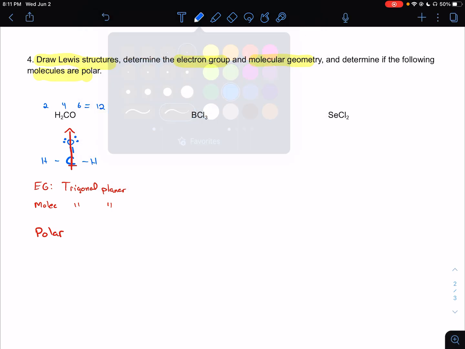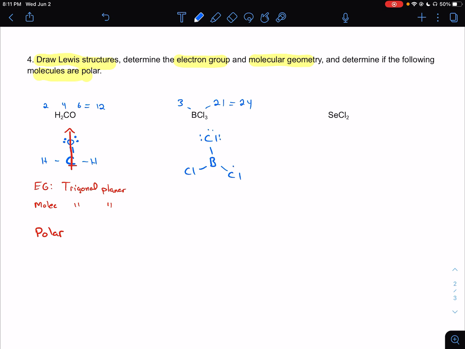In our second example, we have BCl3, so 3 electrons from boron, 21 from the 3 chlorines, which is 24 electrons. We have boron in the middle. We have 3 things coming out. Now we have 6 electrons. We need 18 more. Now we have all 24 electrons accounted for.